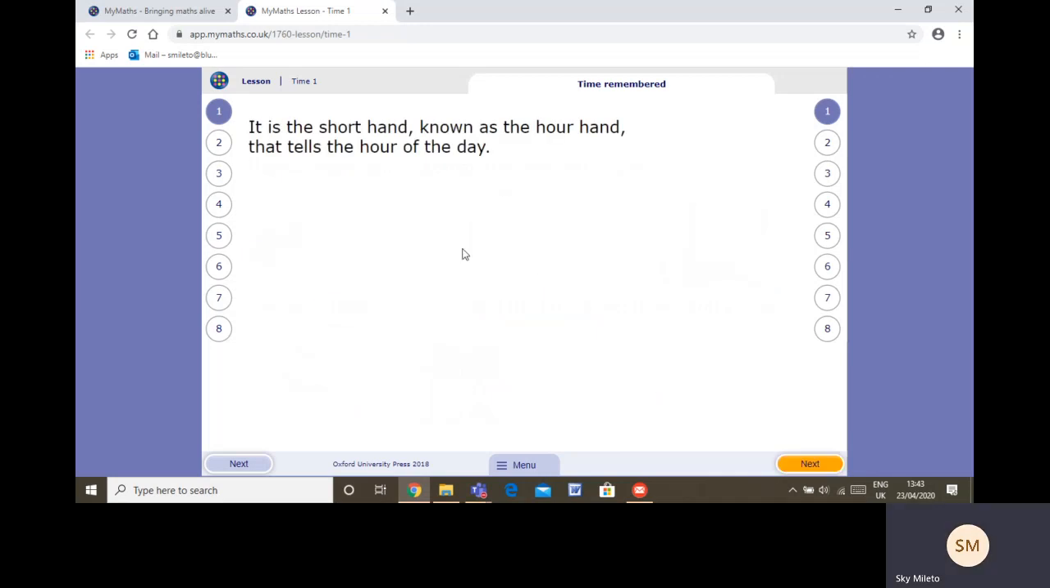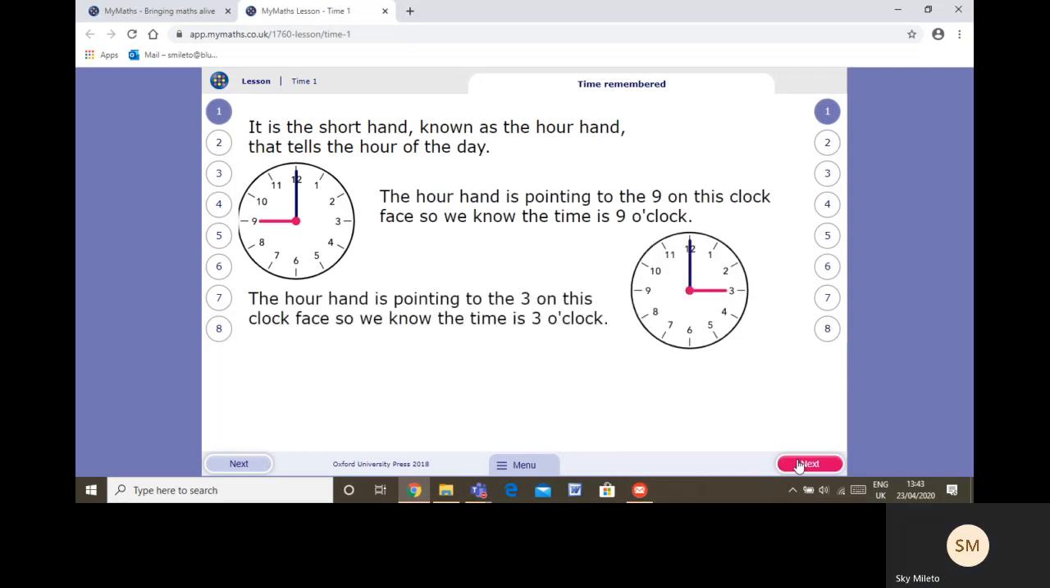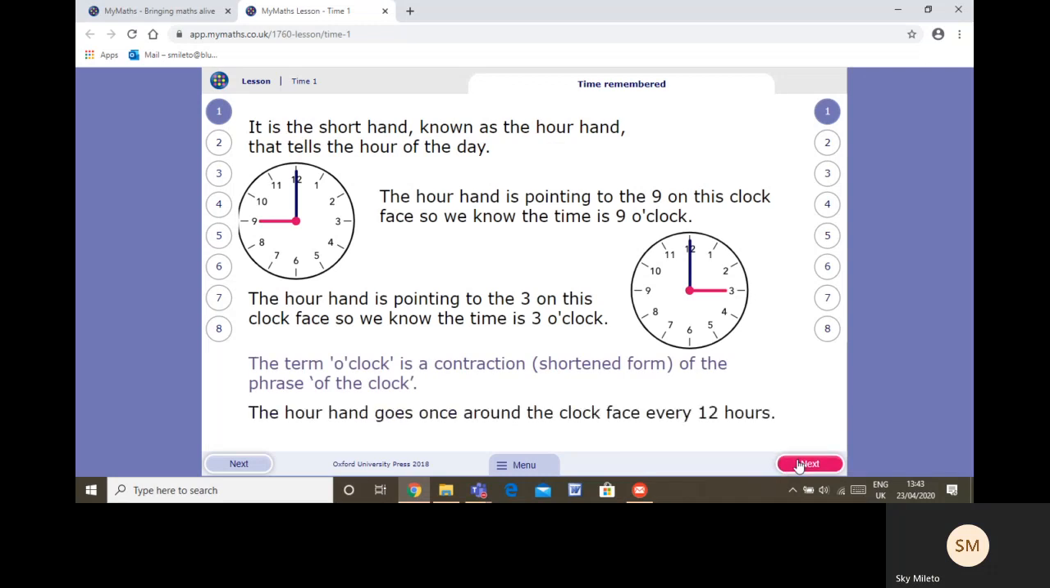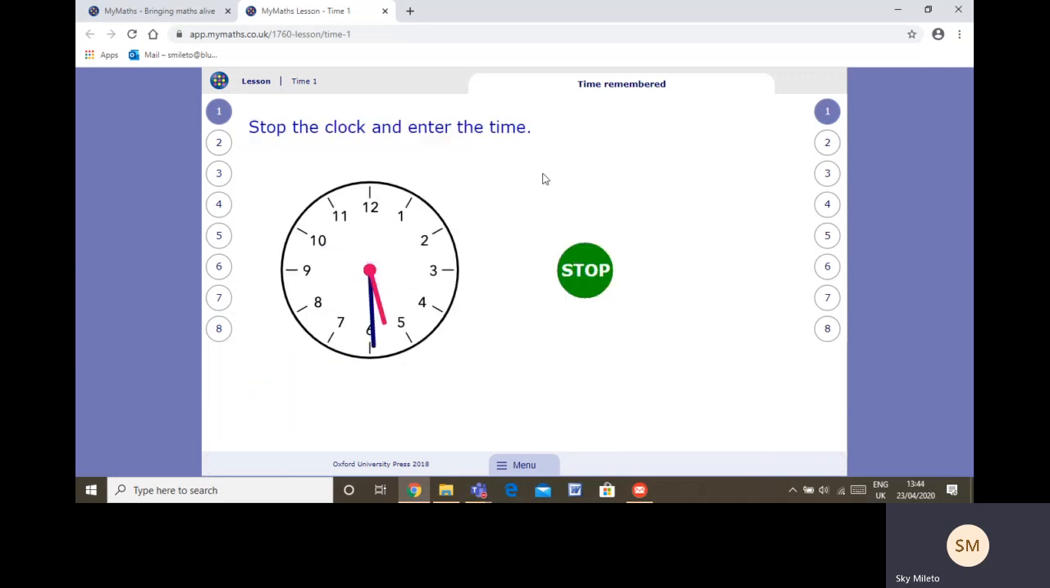So the short hand is the hour hand, and it tells the hour of the day. And it goes around the clock once in every 12 hours. Remember, a day is 24 hours, so it'll go around the clock twice in a whole day. And the o'clock is of the clock, so it shows what's on the clock. O'clock is a shortened form, but we always use o'clock. We never use of the clock.